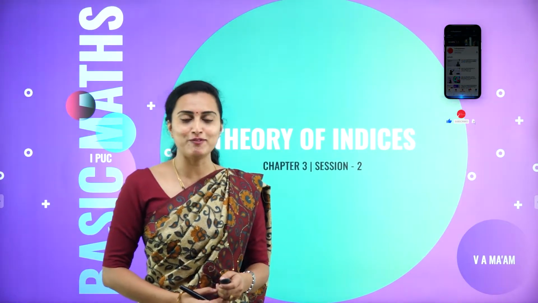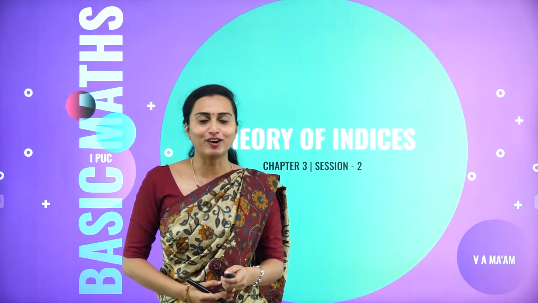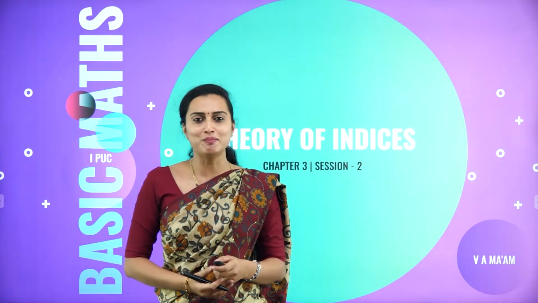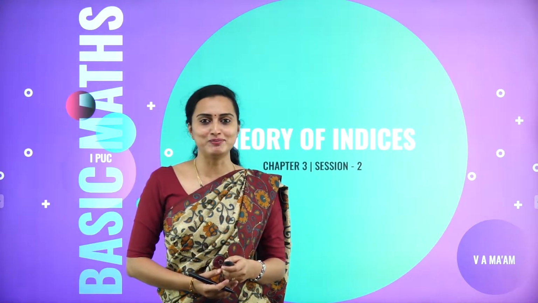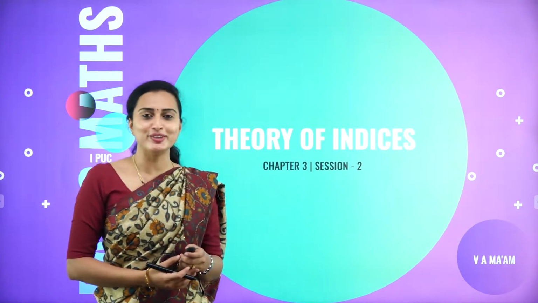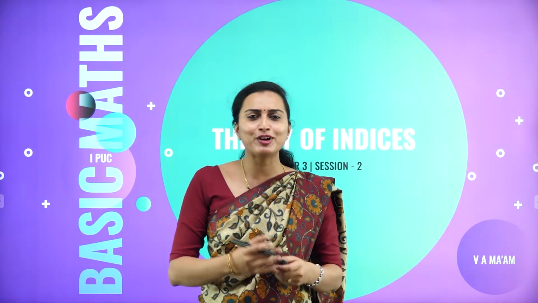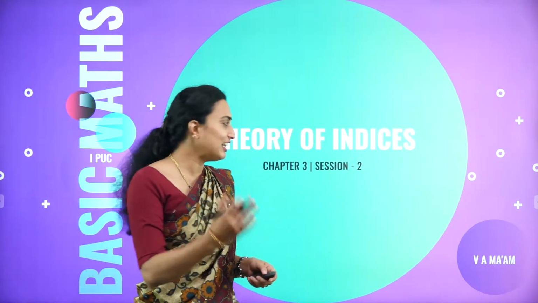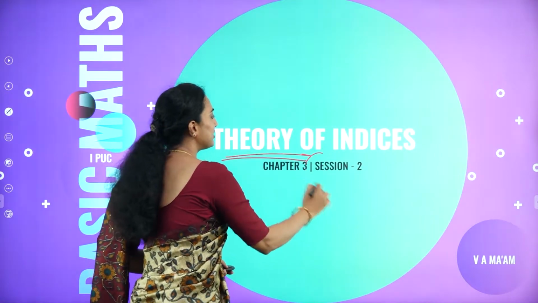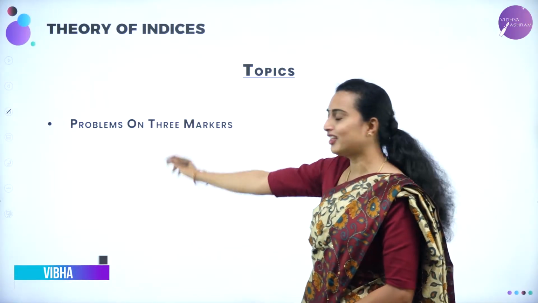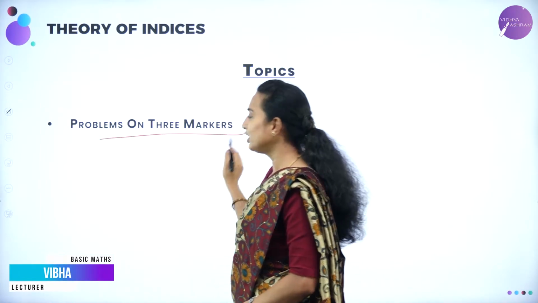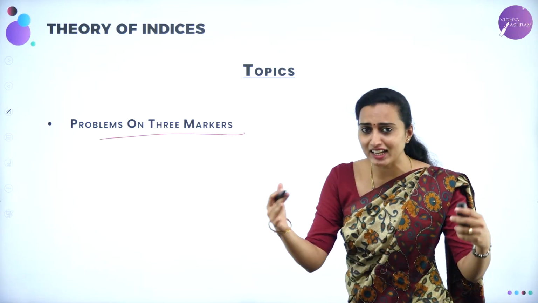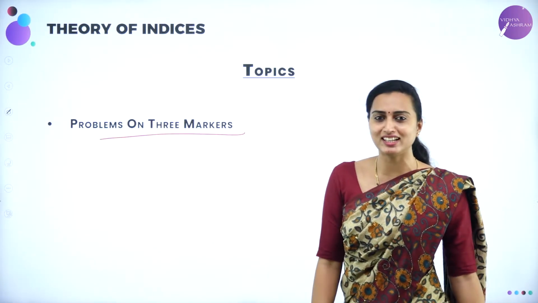In the last session, we learnt the formulas of the theory of indices, isn't it? And then we solved simple 2-marker and 1-marker problems. So in this session, we are going to use the same laws and solve some more problems which are 3-marker. So in this chapter, theory of indices, in session 2, we are going to solve problems on 3-marker. Okay, so before moving on to the 3-marker, I am going to once again give you all the formulas we have studied in the last session.